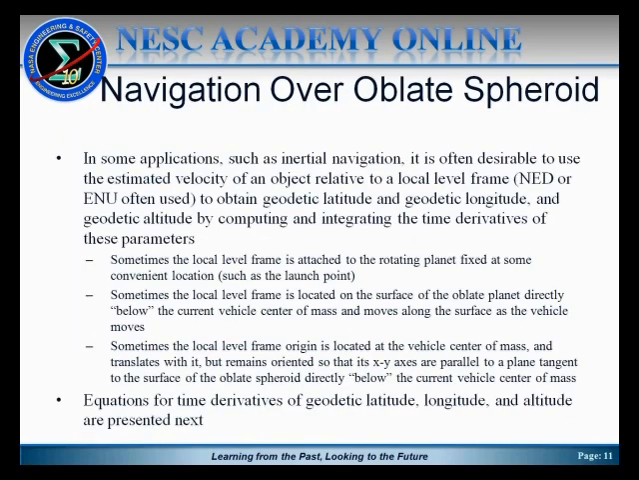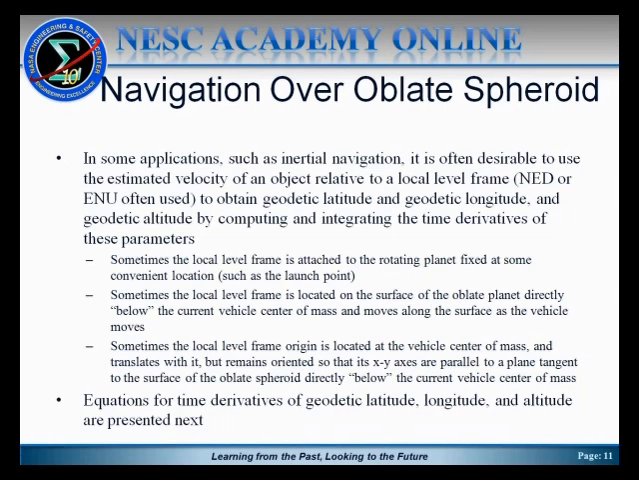Next, we'll discuss some of the equations that are used for navigation over an oblate spheroid. Quite often, in applications such as inertial navigation, you would use the estimated velocity of some object relative to a local level frame to obtain the geodetic latitude, longitude, and altitude, by computing and integrating the time derivatives of those parameters. So they would be initialized at some starting point, and then afterwards, as the vehicle moves around over the oblate spheroid, the rate of change of those parameters would be integrated, and result in the current states of those particular parameters.